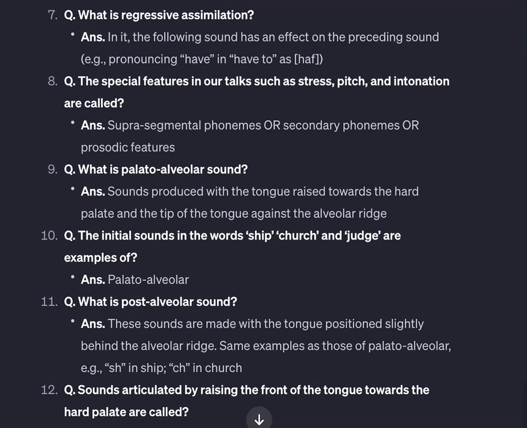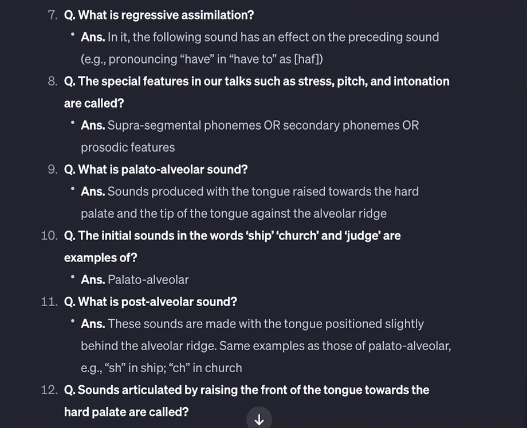9. Q. What is palato-alveolar sound? ANS. Sounds produced with the tongue raised towards the hard palate and the tip of the tongue against the alveolar ridge. 10. Q. The initial sounds in the words ship, church, and judge are examples of ANS. Palato-alveolar. 11. Q. What is post-alveolar sound? ANS. These sounds are made with the tongue positioned slightly behind the alveolar ridge. Same examples as those of palato-alveolar, e.g., sh in ship, ch in church.